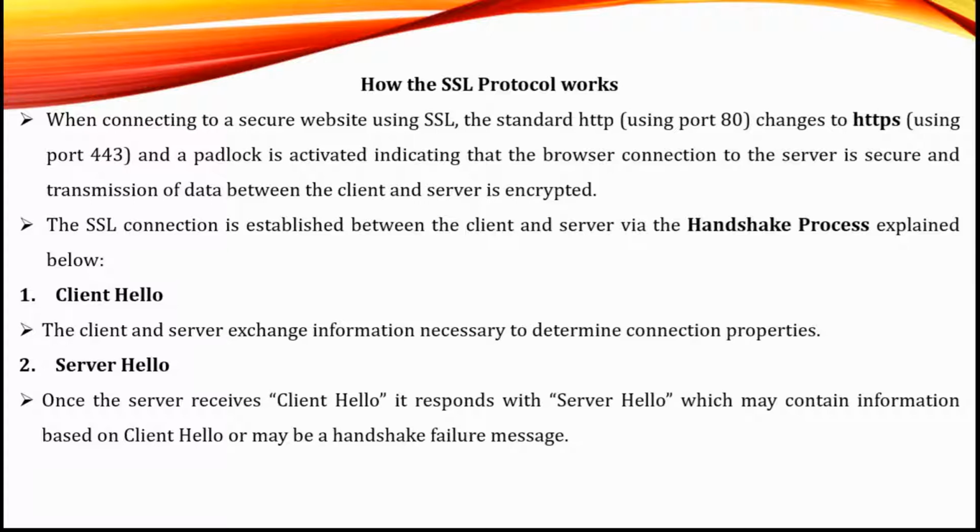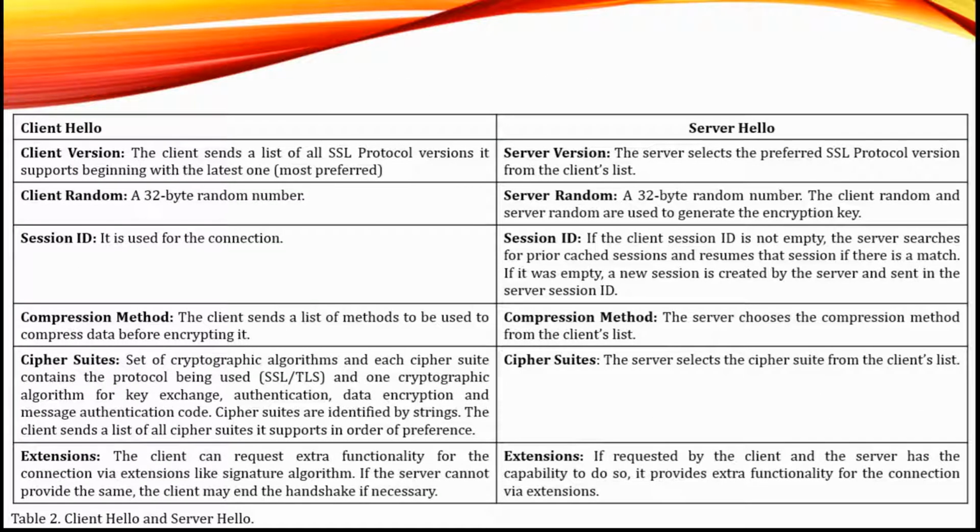The SSL connection is established between the client and the server using the handshake process, which begins with the client hello, where the client and the server exchange information necessary to determine connection properties. Such information includes the client version, which is a list of SSL versions it supports, beginning with the latest one, which is the most preferred. The client random, which is a 32-byte random number. The session ID, which is the one used for the connection. The compression method, to be used to compress data before encryption.